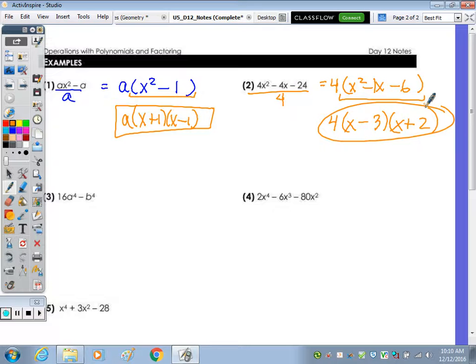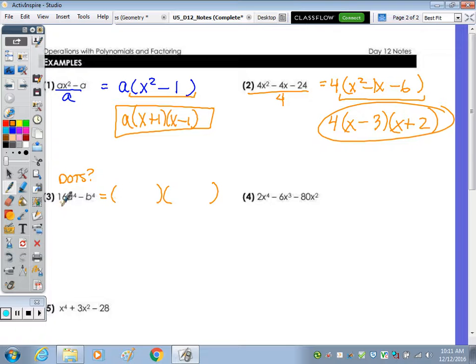Number 3, 16a to the 4th minus b to the 4th. There's no GCF, and we have two terms. So is this a difference of two squares? Okay, 16 is a perfect square, and a to the 4th and b to the 4th are perfect squares because the exponents are even.